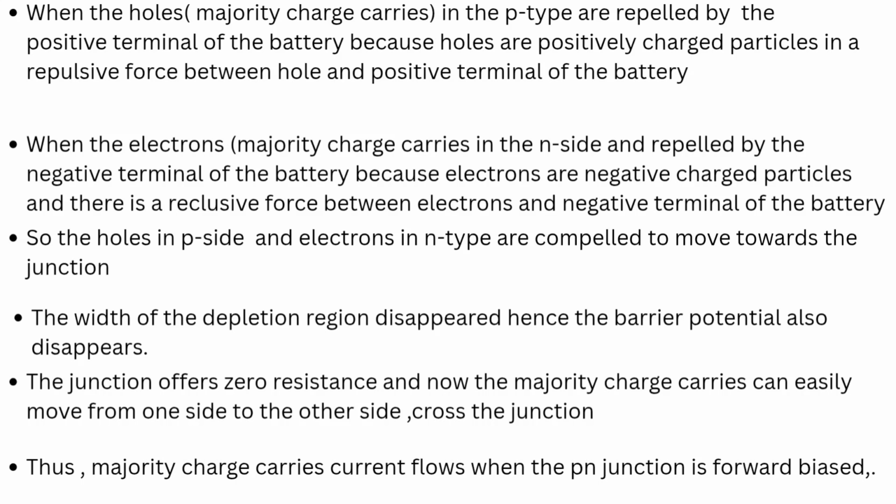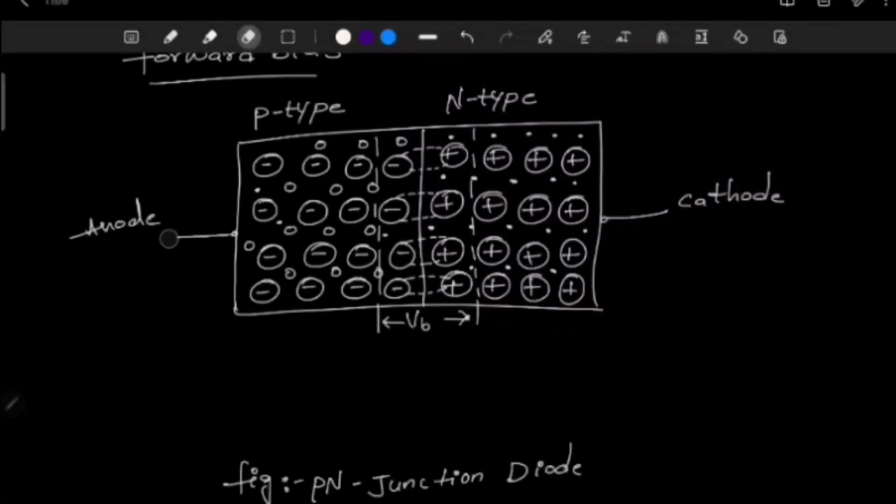With this barrier potential disappearing, the junction offers almost zero resistance. We already know if the resistance is less, then the flow of current will be high. So by offering zero resistance in the forward bias, the flow of current will happen. So this forward bias acts as a closed switch. Now we will see how it will work.